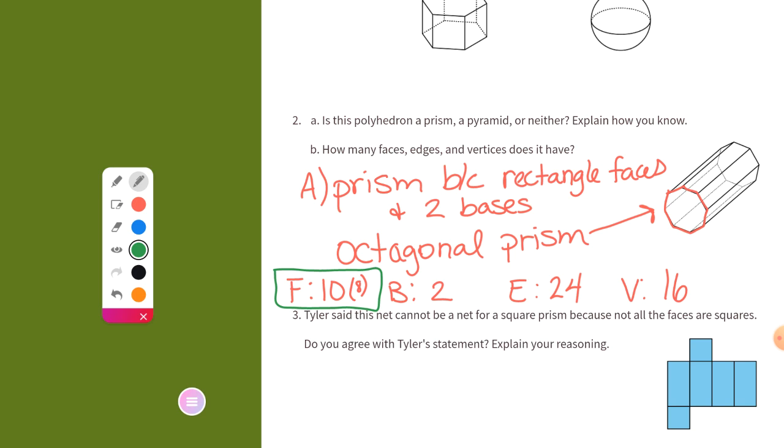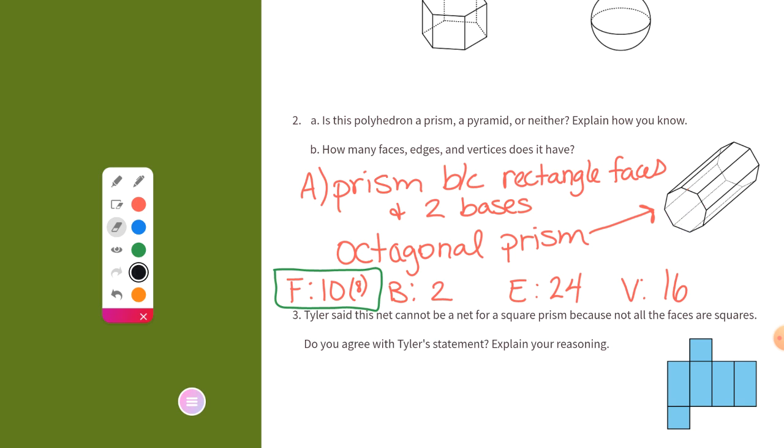Edges. Raise your hand if you got 24. Okay, raise your hand if you got 16. 16 is a common wrong answer, so I'm going to show you where those numbers come from. I'm going to erase what's up here. I'm going to count the edges.